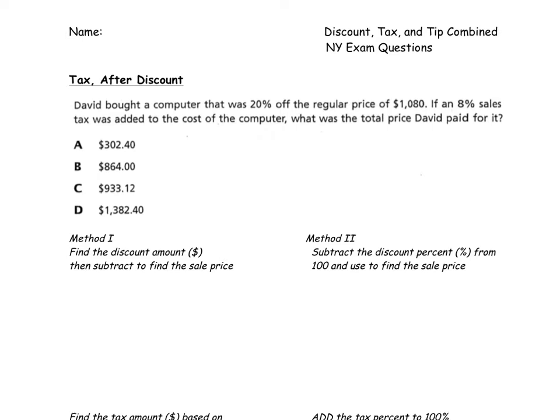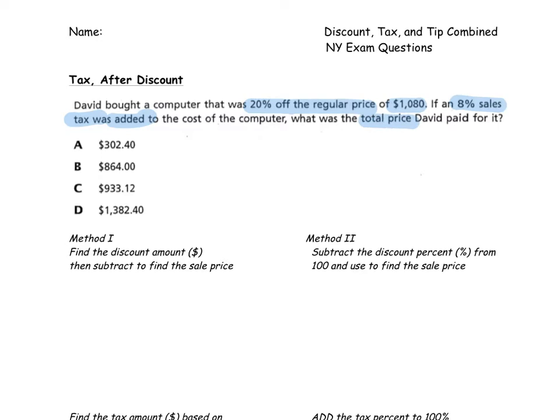So let's move forward. David bought a computer that was 20% off the regular price of $1,080. If an 8% sales tax was added to the cost of the computer, what is the total price David paid for it? It's always a great idea to highlight and draw your attention to the information that's given. For instance, they mentioned 20% off the regular price, and the regular price is $1,080. They mentioned that 8% sales tax was added, there's a clue word, to the cost of the computer, and they asked for the total price that David paid for it.